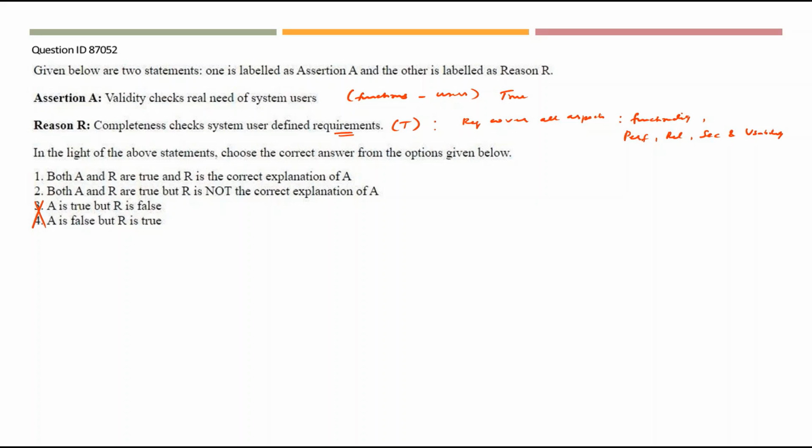So, taking this point, we say that option 1 is also wrong. Option 2, both A and R are true, but R is not the correct explanation of A because only one aspect, functionality, is checked by validity. Completeness is checking all aspects of the system.